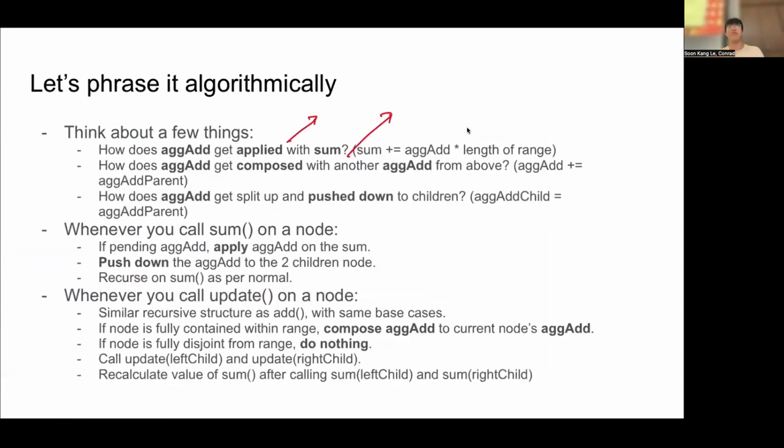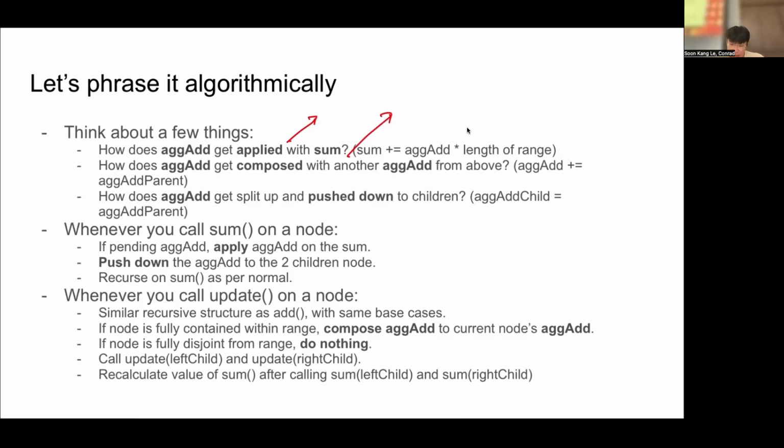And then at the same time, we also realized that we need to change a bit of our old code as well. When we call sum on a node, if there is an aggregate add, we actually need to apply the aggregate add on the sum. Then afterwards, we need to push down the aggregate add to the two children nodes. Then we can continue calling sum as per normal. But these are all consequences that we've derived as a result of actually going through this step of thinking how does this data structure actually work? How should this data structure actually work?